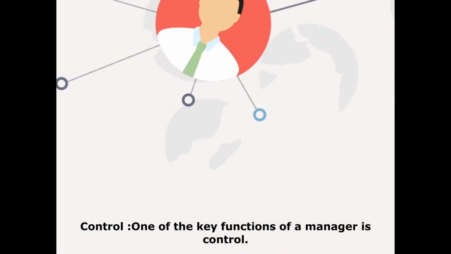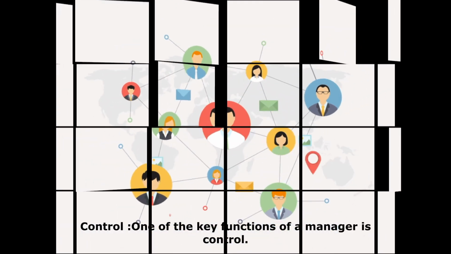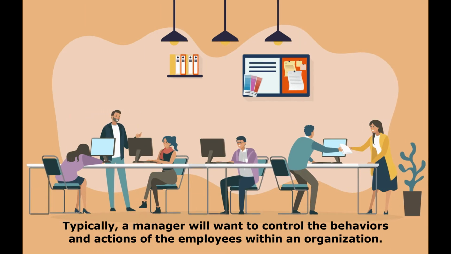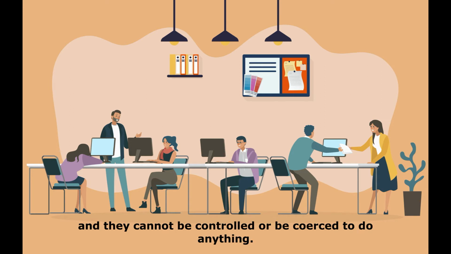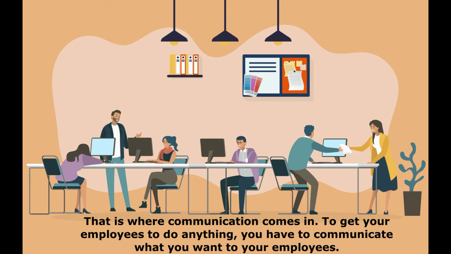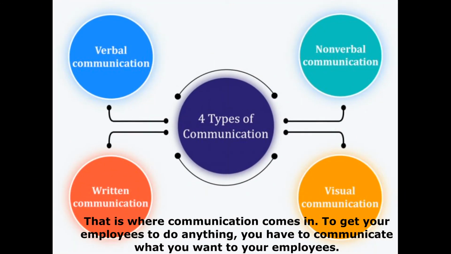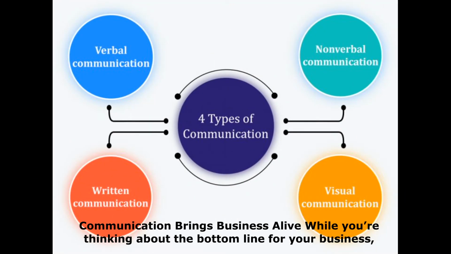Control. One of the key functions of a manager is control. Typically, a manager will want to control the behaviors and actions of the employees within an organization. However, these employees are not robots and they cannot be controlled or coerced to do anything. That is where communication comes in. To get your employees to do anything, you have to communicate what you want to your employees.